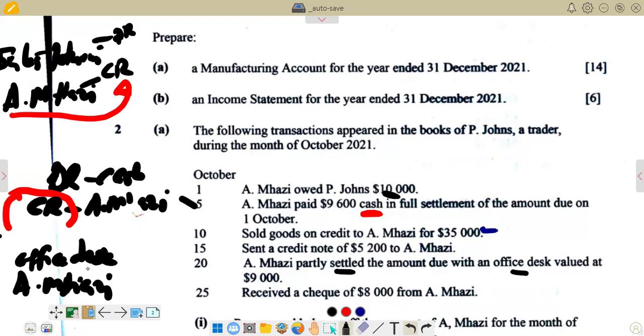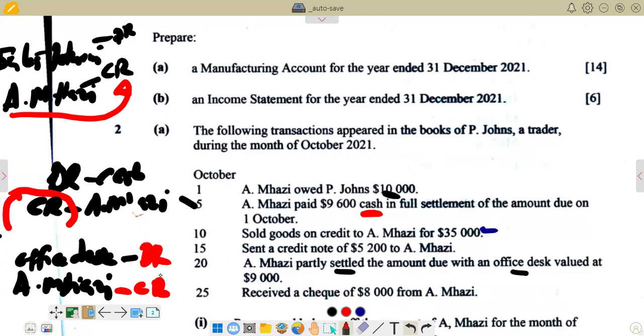And since the payment is going to reduce the amount on the debit side of the AIMAS account, we are going to go to the opposite side and credit. So we are going to credit our AIMAS account to reduce the amount that's owing. So it's going to credit our AIMAS, and then we debit office desk.